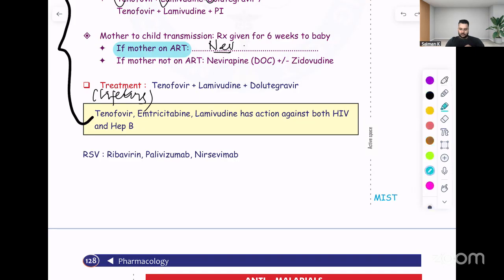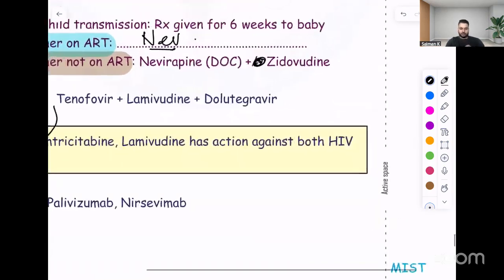Next, second situation, mom is not on drugs. Mom is not taking the drugs. Here there is some misprint. Please correct it. I told you in the class also. We give two drugs, nevirapine plus zidovudine. If mother is not taking treatment, more risk is there, so more drugs are given: nevirapine plus zidovudine.